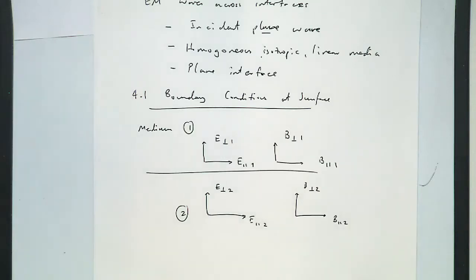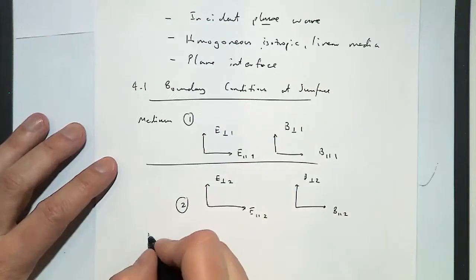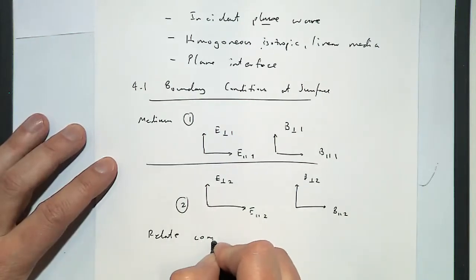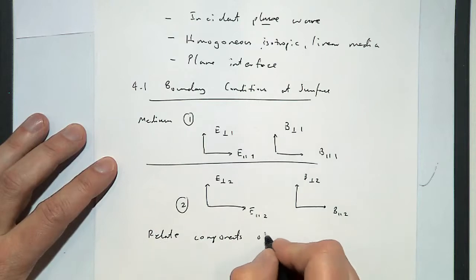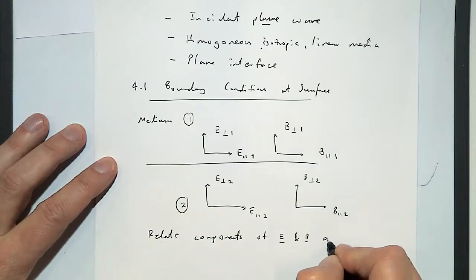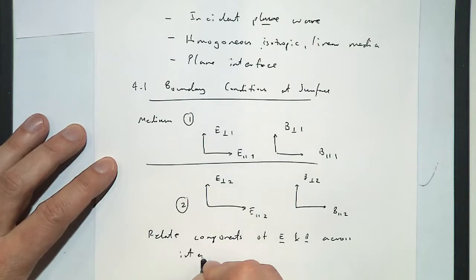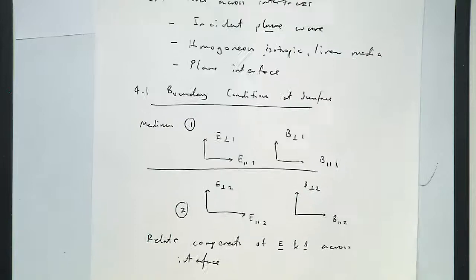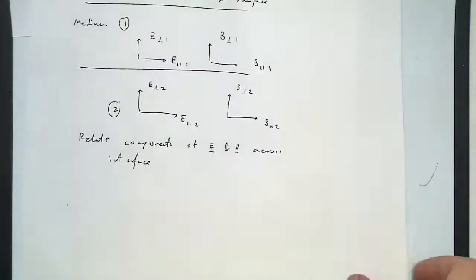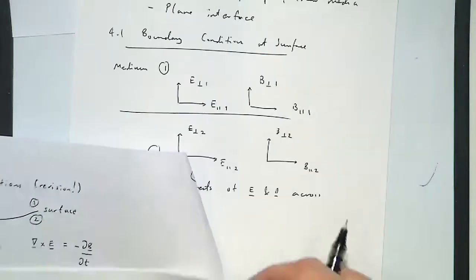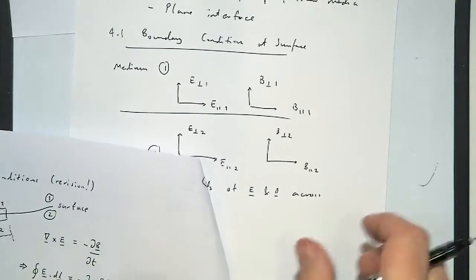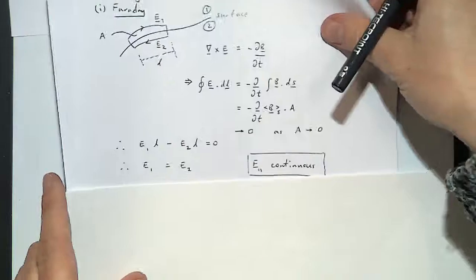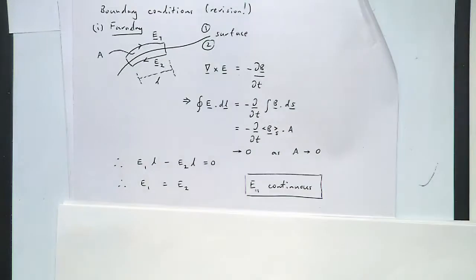Now obviously we can relate the components of E and B across that interface, because we can apply our boundary conditions. So this is revision. It's in several versions of the notes. I'm going to put them up, knowing that you have seen these before, so we can just describe them as we go. So when we apply boundary conditions, what we're doing is applying Maxwell's equations, seeing what they tell us in their integral form about what's happening across a boundary.